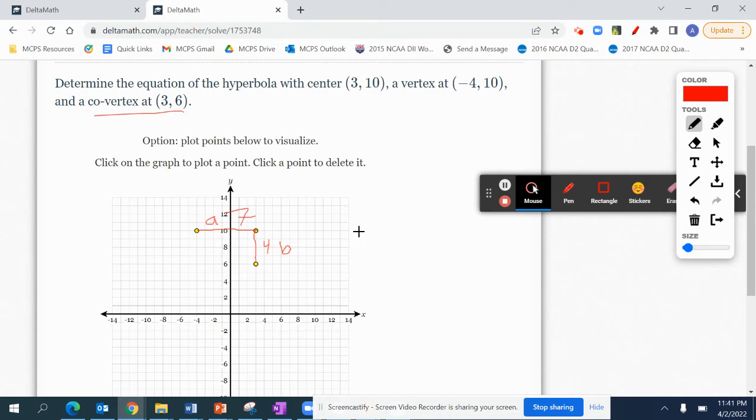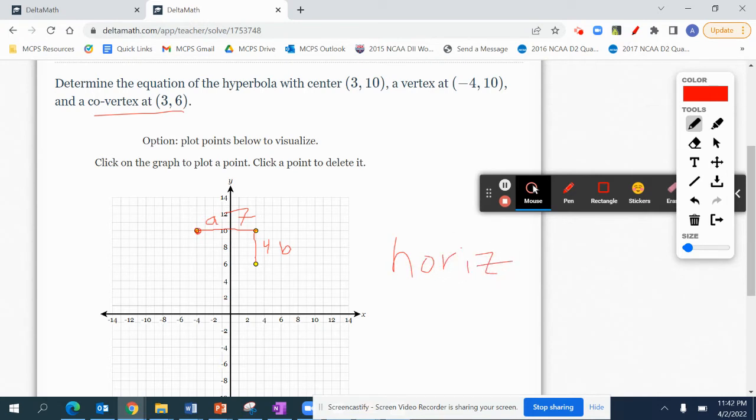Okay, so yeah, we have that. You could put in the whole hyperbola if you wanted to as well, but I'm not going to because I don't feel that I need to. I want to make a note of which direction the transverse axis is going in. So since this right here was the vertex, and that is to the right or left of center, that means that we're dealing with a horizontal transverse axis.